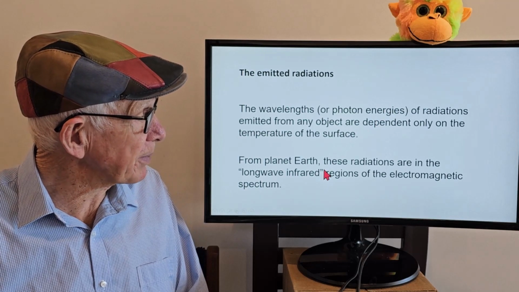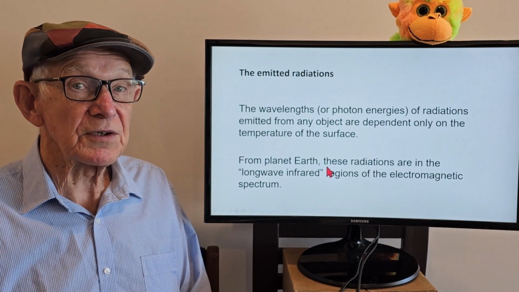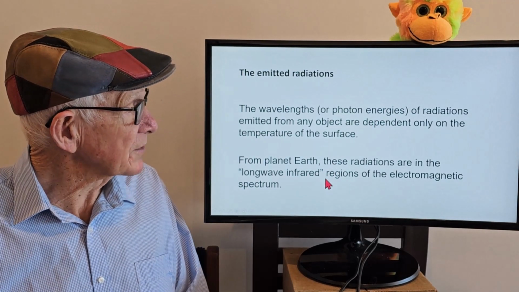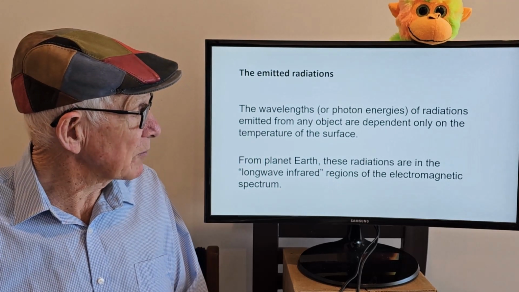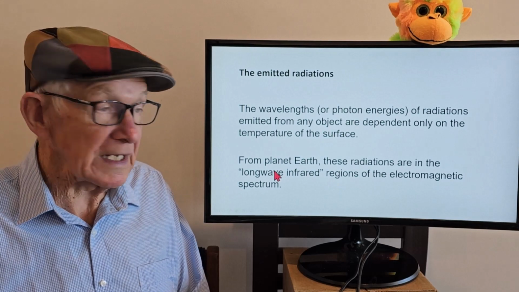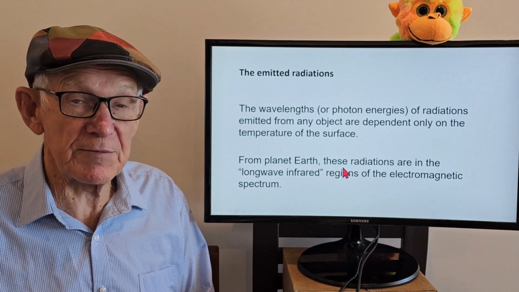In the case of planet Earth, its surface temperatures are such that the radiations that it's emitting towards space are in what's called the long wave infrared regions of the electromagnetic spectrum.